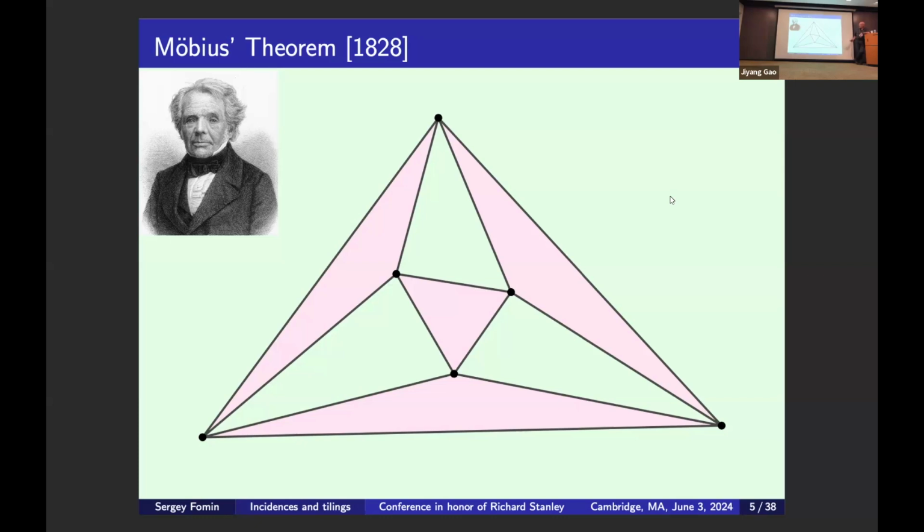And 4 of these faces are painted pink here, and 4 of the faces are painted green. And Möbius' theorem says that if the 4 pink planes intersect at a point, which is a miracle, right? 3 planes always intersect at a point, but 4 requires a little miracle. So if the 4 pink planes intersect at a point, then the 4 green planes also intersect.